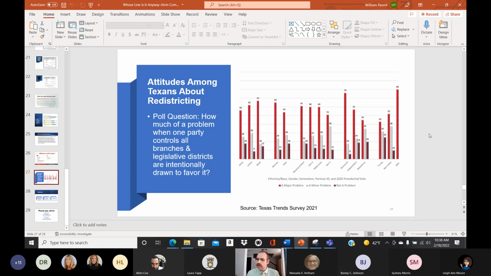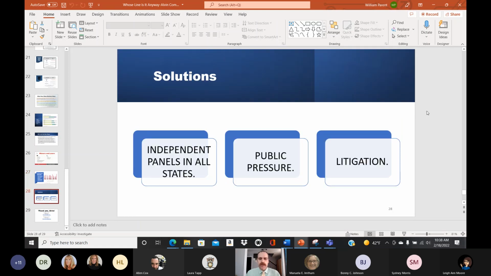under the status quo. But the question is, if Texas does become a competitive two-party state or potentially even a blue state, then Republicans would essentially be in the position Democrats are currently in. And we can see this, once again, has major implications upon the state. Some solutions would be independent panels in all states, public pressure to draw competitive districts, litigation used as a tool throughout our nation's history to challenge what many people feel is unjust and unconstitutional laws that exist on the books.